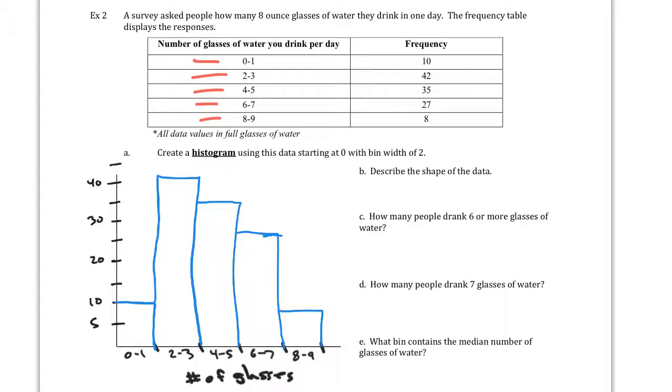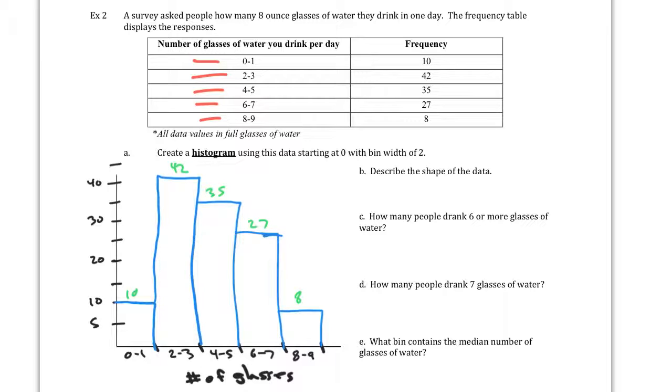One thing I think can be helpful, especially if you're making a little sketch like this, is to actually put a little label on top of each bar with exactly how many it's meant to have. So I can call this 10, 42, 35, 27, and 8. That way you know exactly how high each bar is, how many people are in each one.